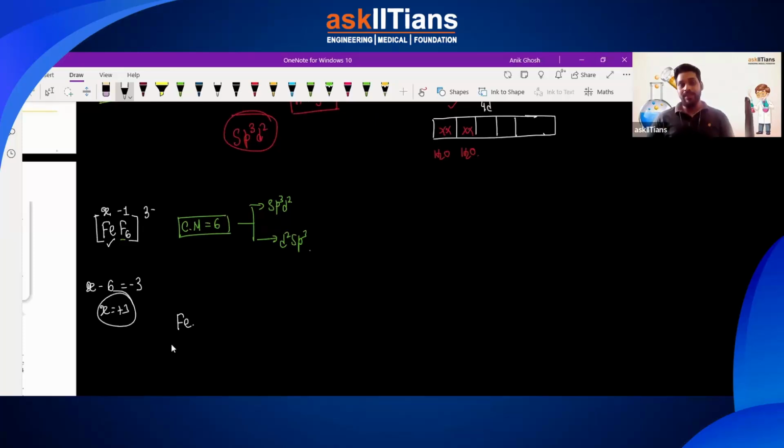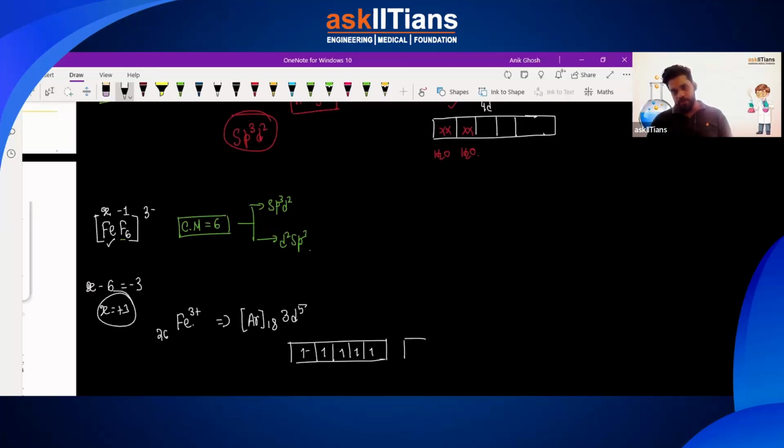Then the second step is, it is again Fe3+, guys. So Fe3+, we have just done it a minute ago. It is argon 18 3d5, correct? That means 1 2 3 4 5. This is 4s.